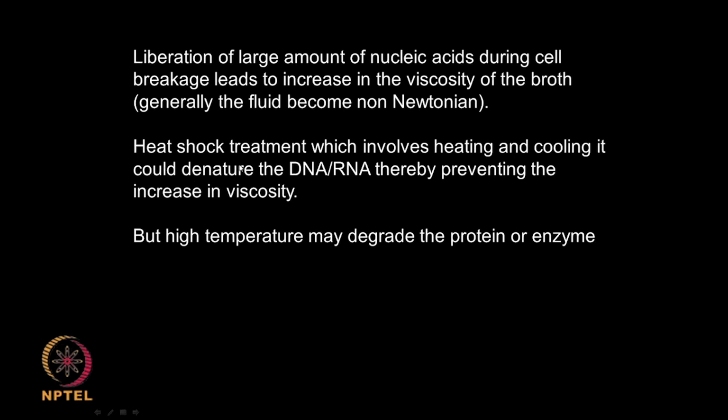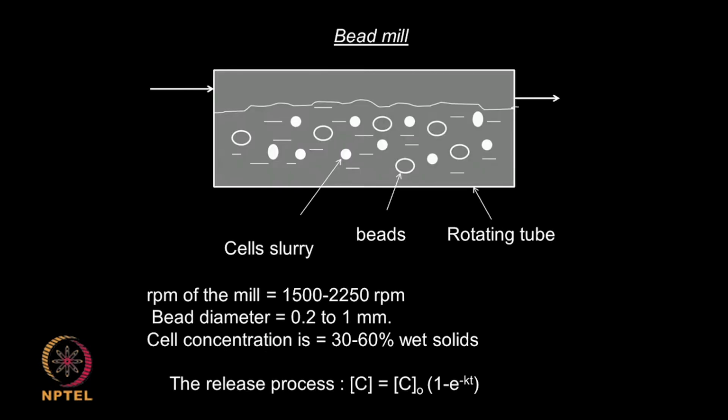If you take a heat shock type of method, where you are heating it and cooling it and heating it and cooling it, thereby the cell walls are damaged and broken. It may denature the DNA and RNA present inside, and that will also increase the viscosity. If you use high temperature, or if the temperature rise happens because of the breaking of cells, then obviously it is going to degrade the protein or the enzyme present inside the cells. So, all these are issues which one needs to think about.